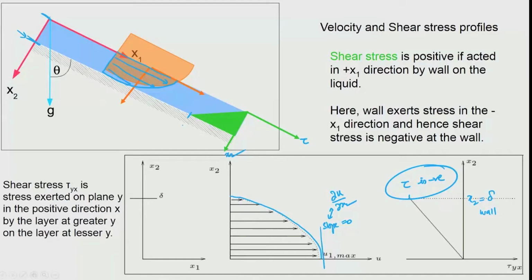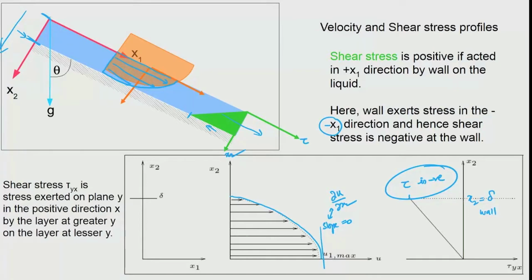So, you could see that when we apply the definition, we see that the wall is exerting stress in the minus x1 direction. Okay. So, the minus has come here, because the wall is trying to prevent the liquid from flowing. The liquid is trying to flow this way and the wall is trying to prevent, and the x2 direction is in this way. Which means that the layer at a higher value of x2, that is the wall, and the layer at the lower value of x2, that is the liquid. So, the wall on the liquid is exerting the stress in the minus x direction. So, therefore, the shear stress should be negative. Okay. So, that is how it is given.